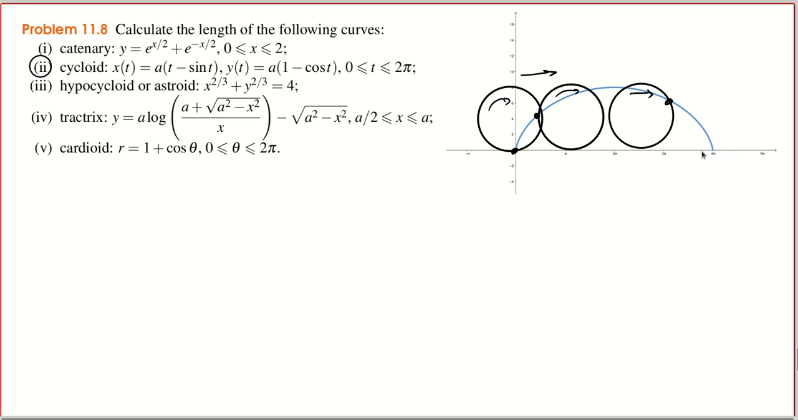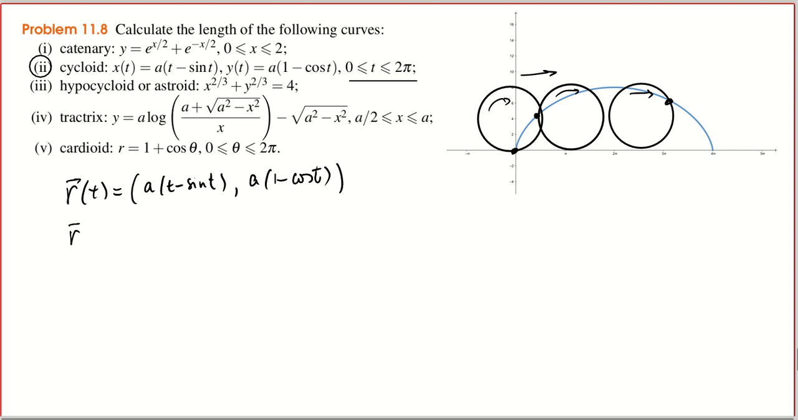And it's called a cycloid. This is the parameterization of the cycloid, and we want to compute what is the length of this. So the position of the points of the cycloid is described by this vector: x is a times t minus the sine of t, and y is a times 1 minus cosine of t, and t runs from 0 to 2 pi.